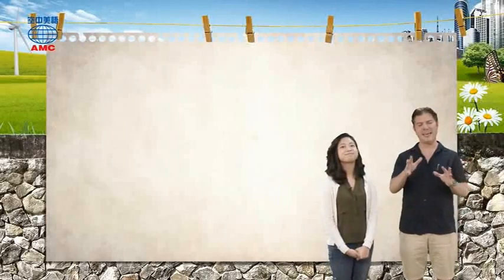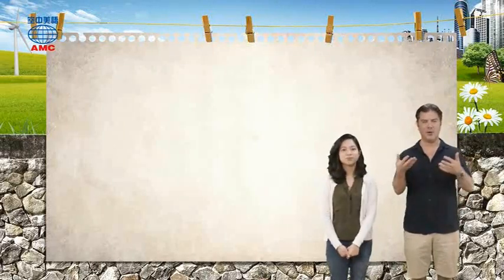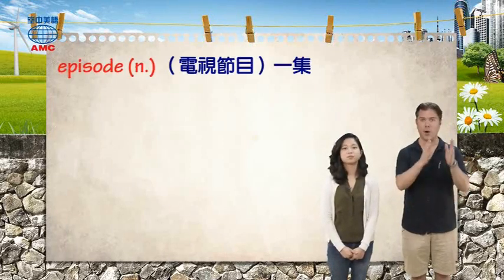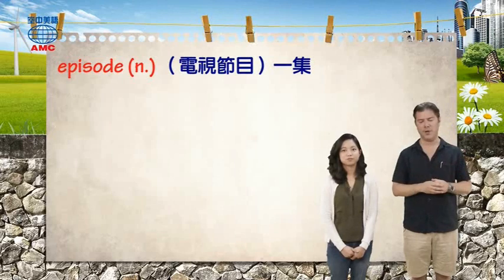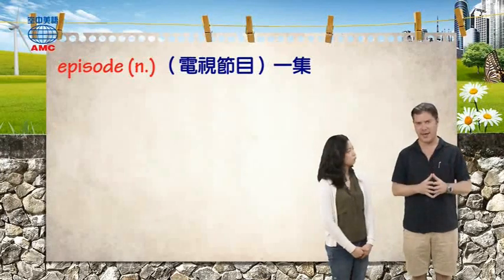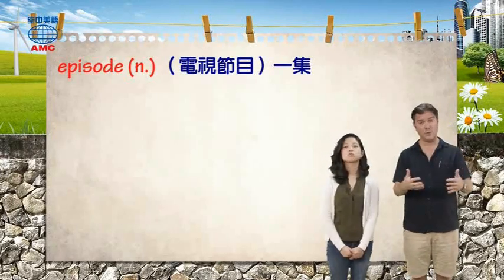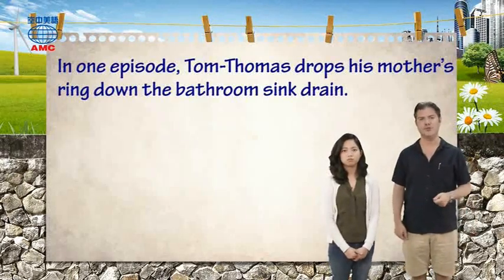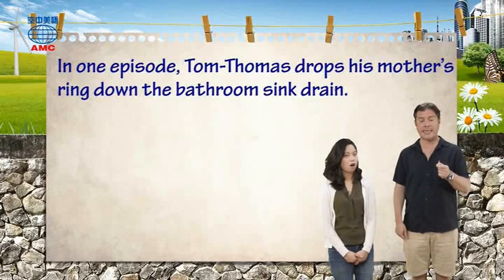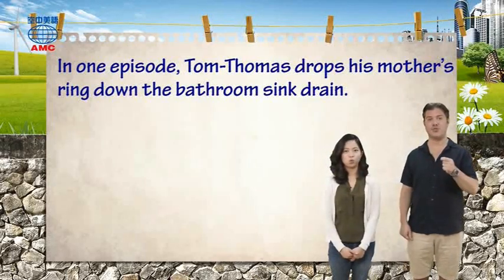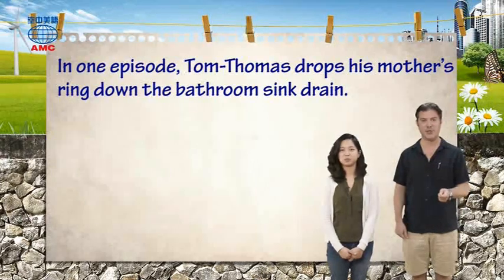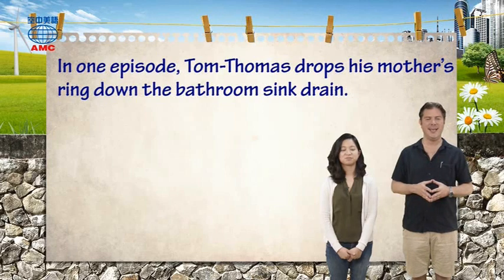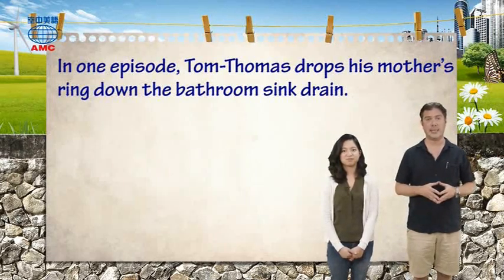Okay, so now we have a basic understanding of the show and how it works and some of the main characters. Let's look at one episode. This might be what you watch for 1 hour, and each week there will be a different episode with a different story. But in one episode, the article says, Tom Thomas drops his mother's ring down the bathroom sink drain. Ooh, major problems. You don't want to drop things down the drain, especially little valuable things like a ring.